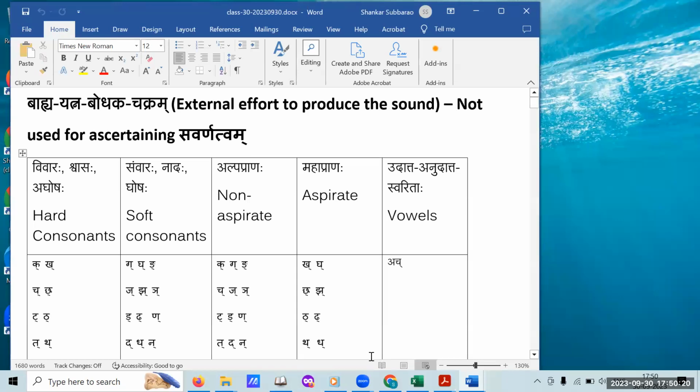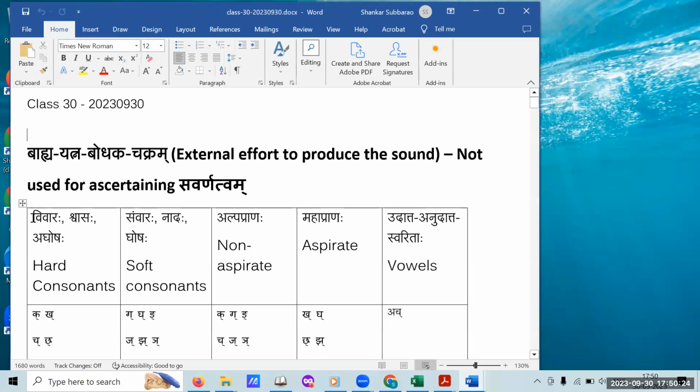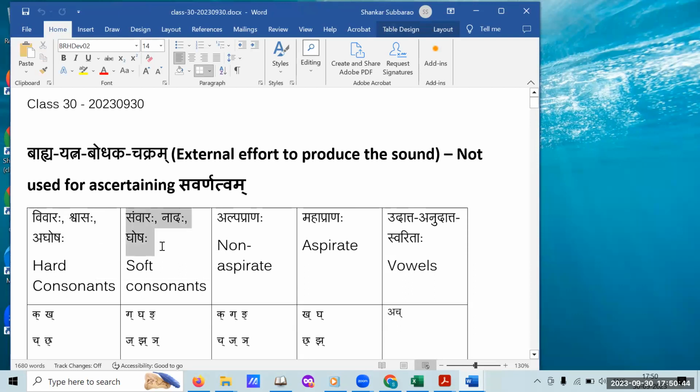So what are they? The letters are classified like this. One prayatna is called Vivara Shwasa Aghosha. What these words are, as I said, you will not understand much, and I will tell you what there is, but for now you understand there is something common to them. Okay. Vivara Shwasa Aghosha. Another category is Samvara Nada Ghosha.